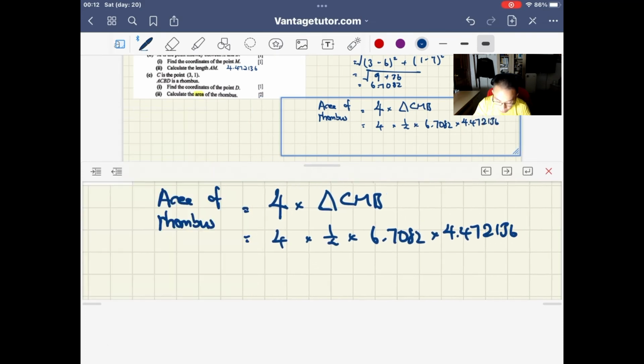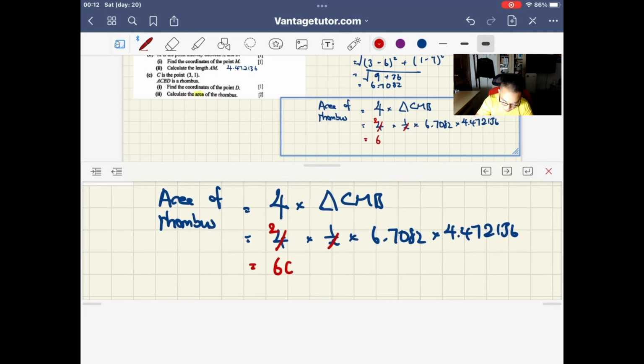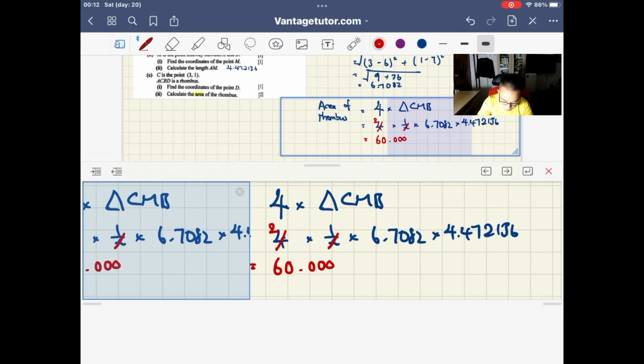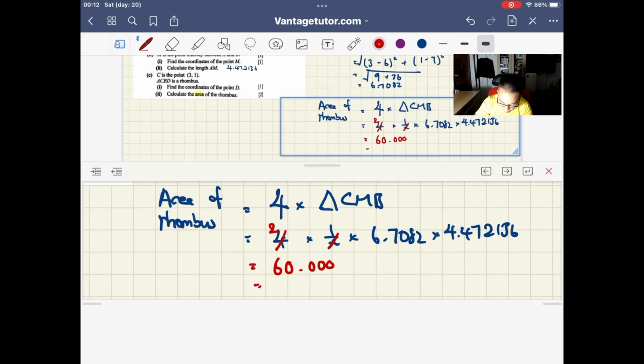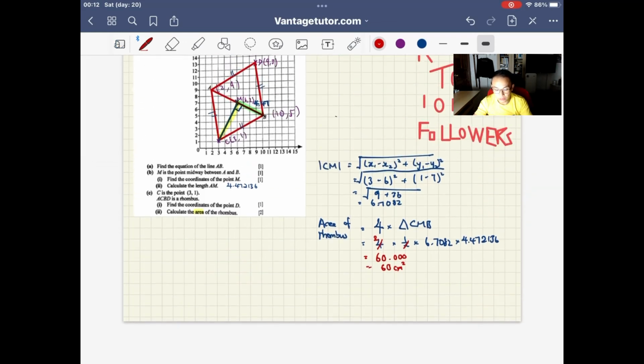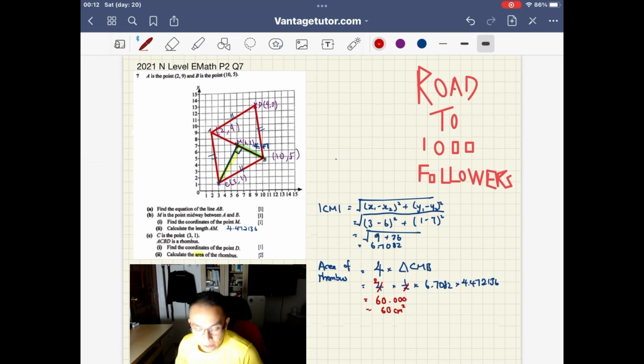From here I can say that this can cancel out the 2. Then from here I just press the calculator: 4.472136 times 6.7082 times 2. So it's about 60.000, a lot of zeros, which is essentially rounded off to 60 cm squared. If you want, you can put a 0.0, then it will be 3 SF. And that's your answer. Now I finally finished this question.